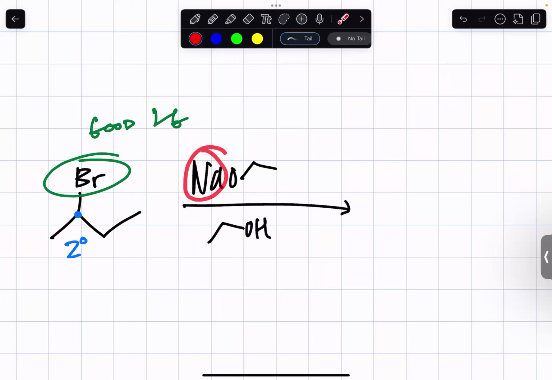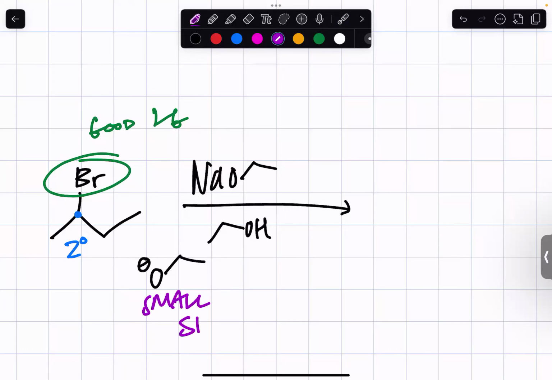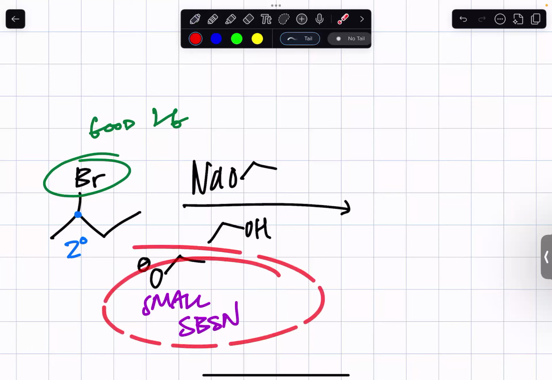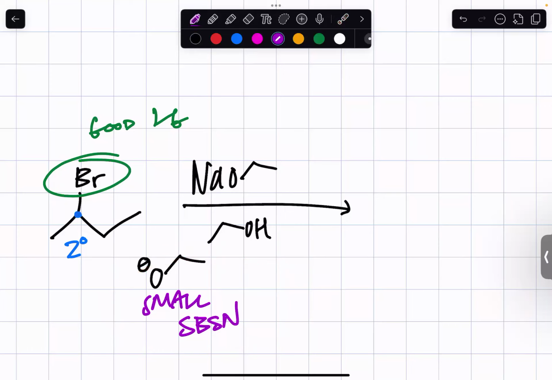Whenever you see Na, think of a spectator ion, just ignore that. That's positively charged, meaning that whatever is attached to it is negatively charged. So the negatively charged species here is this ethoxide ion. This right here is a small, strong base, strong nucleophile. So a small, strong base, strong nucleophile with a secondary substrate is going to be a big indicator of an E2 reaction.